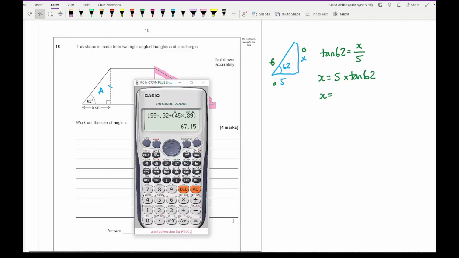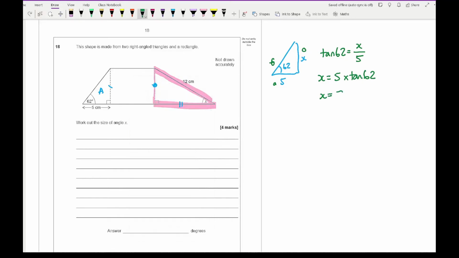So let's just quickly work that out. 5 tan 62 equals 9.404, and that's to 3 decimal places. Now, if this length here then is 9.404, we can then work out what angle X is going to be. So for angle X, we've got this as being 9.404, and this length is being 12.